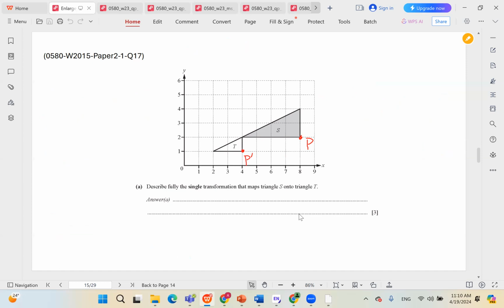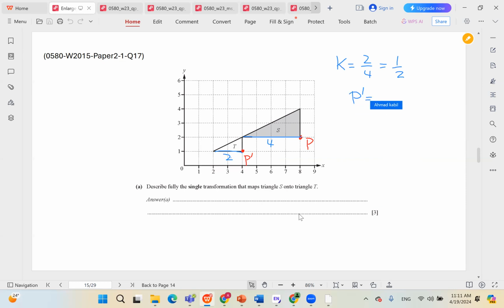Now, the scale factor here is obtained by comparing the side lengths. So this here is 4, and this here is 2. So it's the final divided by the original, of course. So k would be 2 over 4, which is basically half. And it's positive because the orientation did not change. So they're both looking in the same direction in a sense. So k equals half.